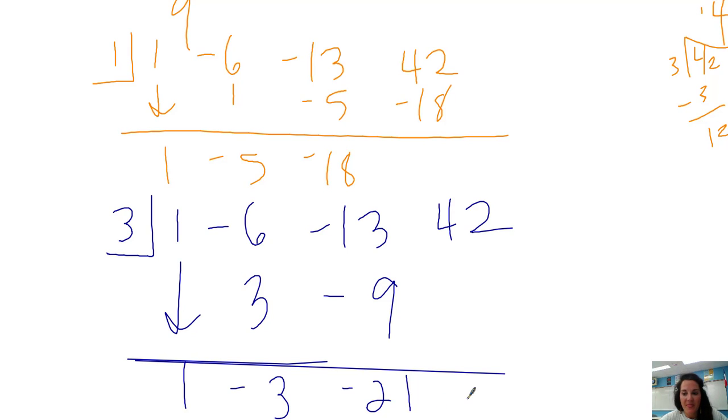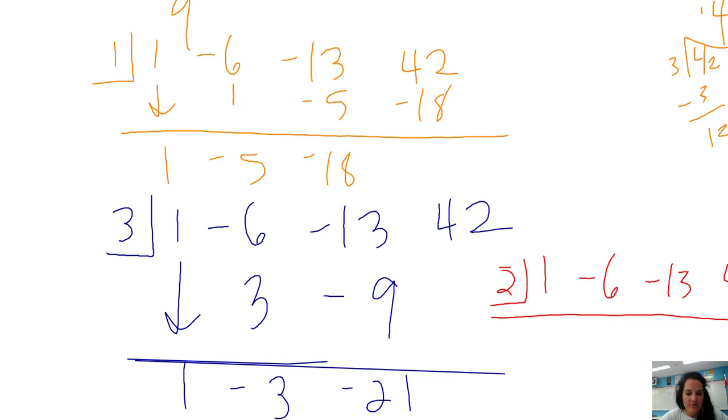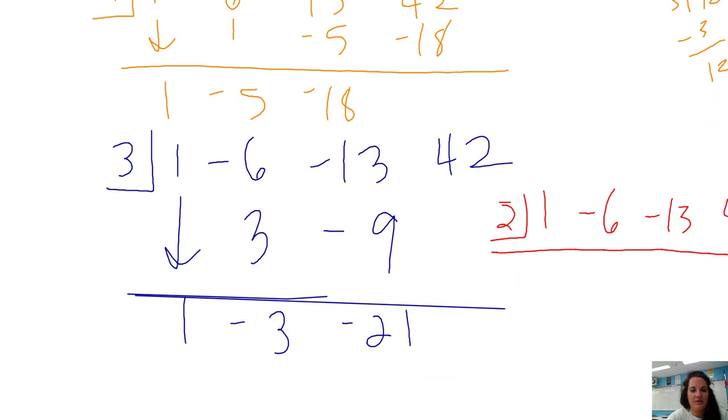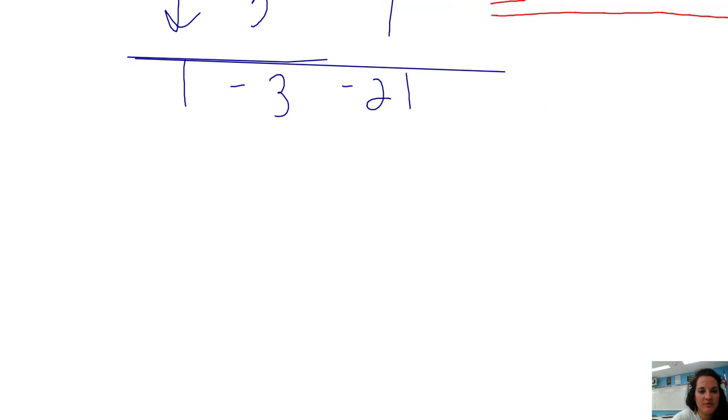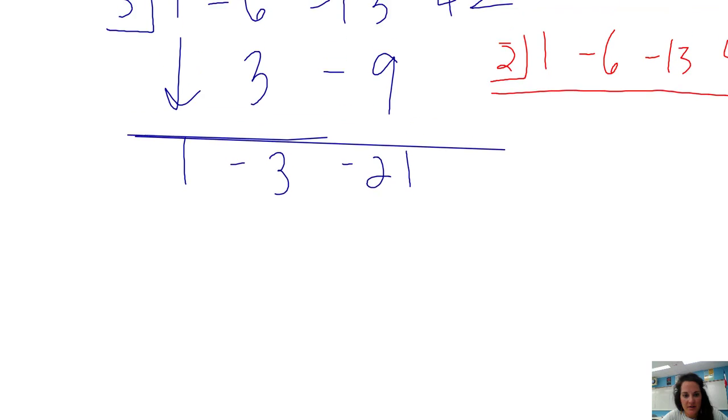Okay. So maybe it's negative 2. I'm going to go over here and do 2. 1, negative 6, negative 13, 42. Oh, I think I'm out of my bounds. I'm going to go down here. Okay. Oh goodness, oh goodness, getting a little excited here. Okay, ready?